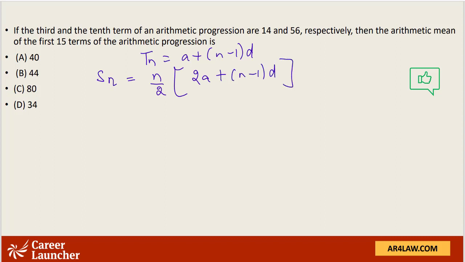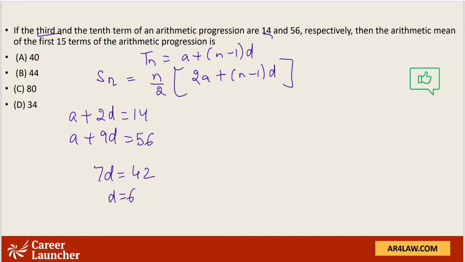Now we were given the third term is 14, so it would have been a plus 2d is 14. The 10th term would be a plus 9d, which is given to us as 56. Solving this, you will get 7d is equal to 42, d is equal to 6, and a comes out to be 2. Now the question asks you for the arithmetic mean of the first 15 terms of this particular AP.